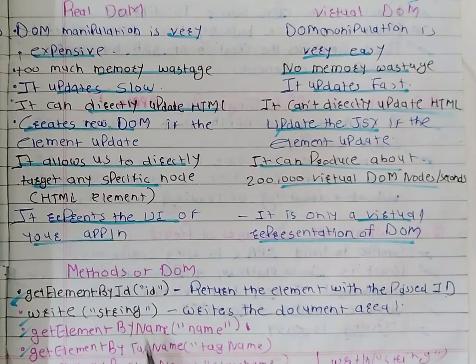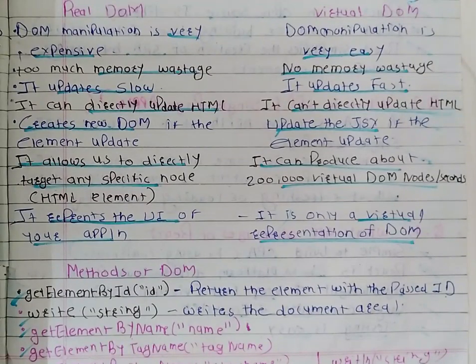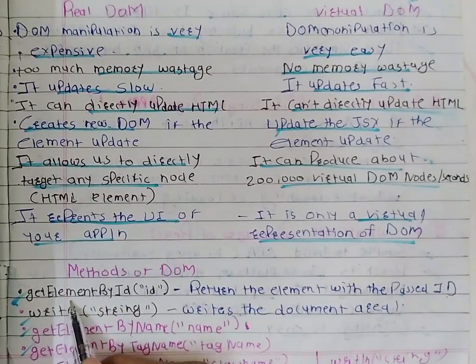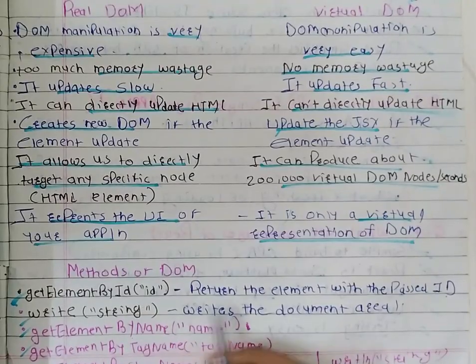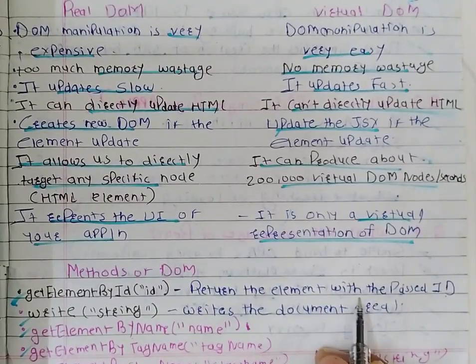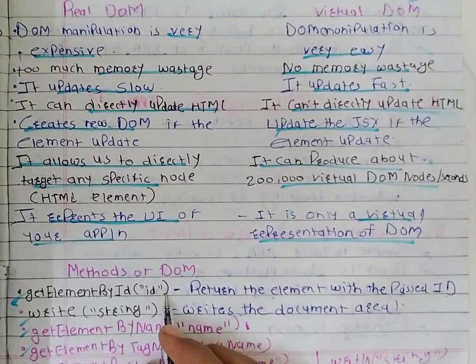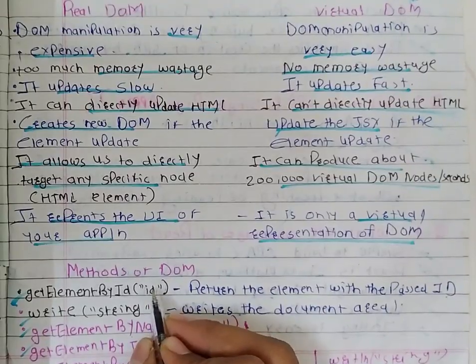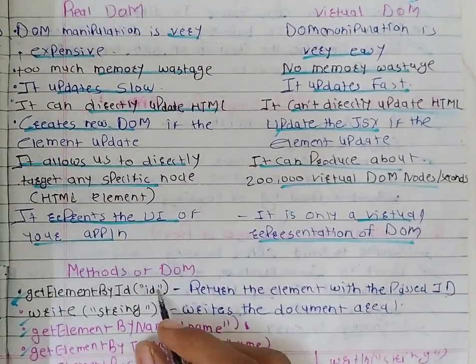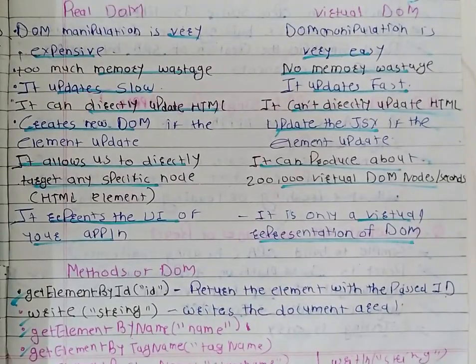Then there are some methods of DOM, with the help of which we can update the web page. These are methods like getElementById, which returns the element with the passed ID. By using getElementById, we put the ID on an HTML tag and access it using JavaScript, so you can update that content. Then there's document.write, then getElementsByName, getElementsByTagName, and getElementsByClassName. These are the methods of the DOM.